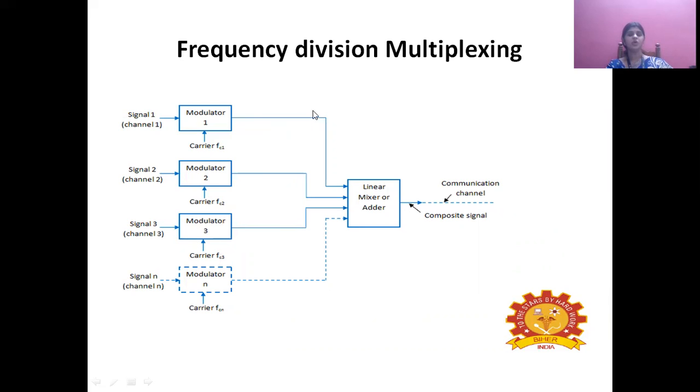Here all the signals are given to the linear mixer or adder, giving a single composite signal. After this, modulation is performed and it is transmitted over the communication channel. So this is the concept of frequency division multiplexing.